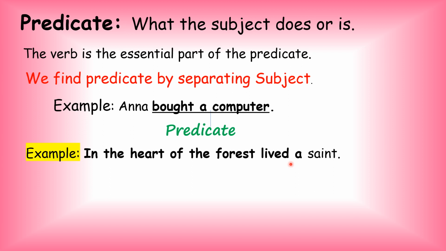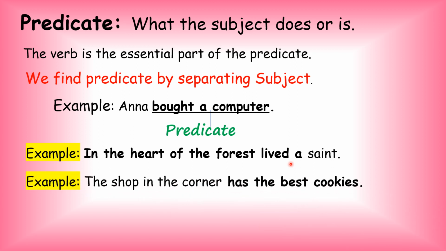Is it clear, children? Let's take one more example. The shop in the corner has the best cookies. Now children, separate the subject. We are talking here about what? The shop. Which shop? The shop which is in the corner. So this is complete. The shop in the corner. This is the complete subject. So after separating this part, what is left? Has the best cookies. So has the best cookies will be the predicate. Has is a verb, a helping verb.